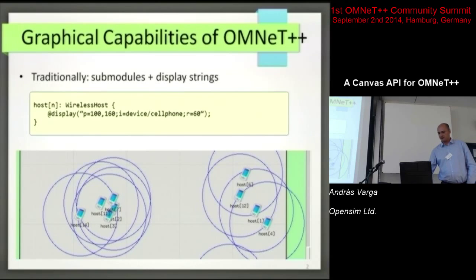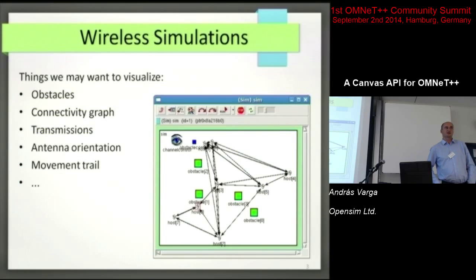But then, as time progressed, there came wireless simulations. And then people wanted to display different things in the network graphics. So location suddenly became important. It became important to display obstacles with wireless networks. We wanted to see connectivity graphs, which nodes can hear other nodes, and feedback about transmissions, and sometimes if there are directional antennas, antenna orientation became important, things like that. And for mobile networks, one wants to see the movement trails.